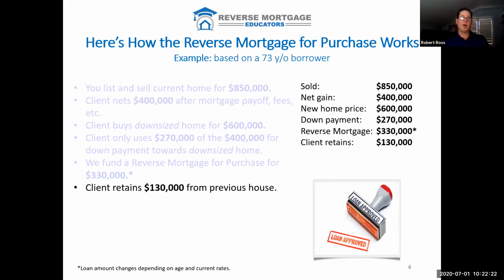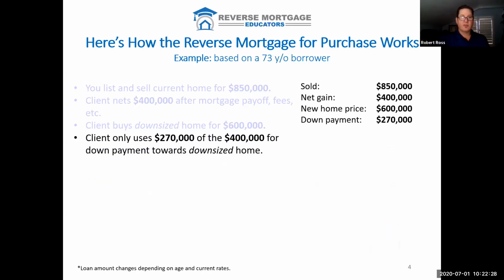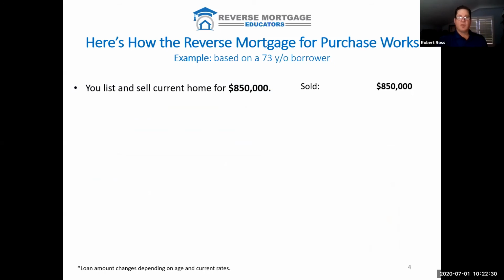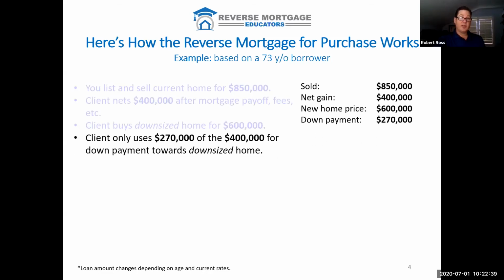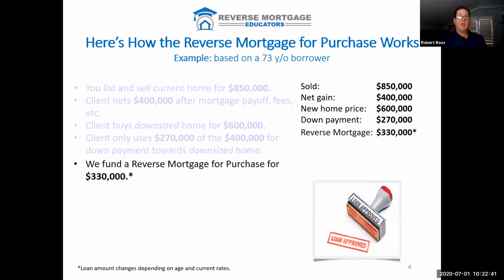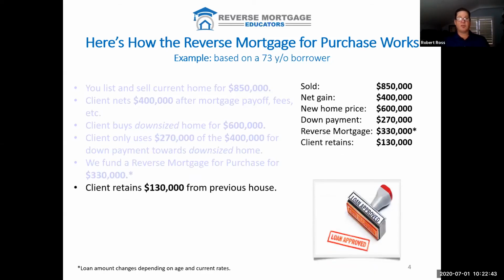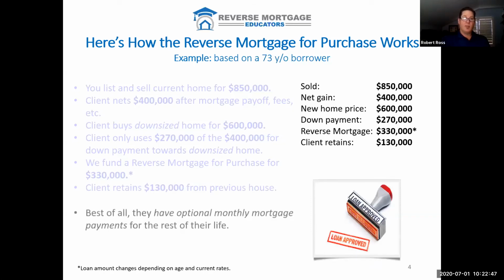So they didn't wrap up all their net proceeds in equity or in the home, right? You're going from a house that they own for $850 with a mortgage payment and nothing in savings, and having a fairly large payment, right? All of a sudden, they got themselves a $600,000 home, and they have $130,000 left over from the previous house, and they didn't generate a monthly mortgage payment.